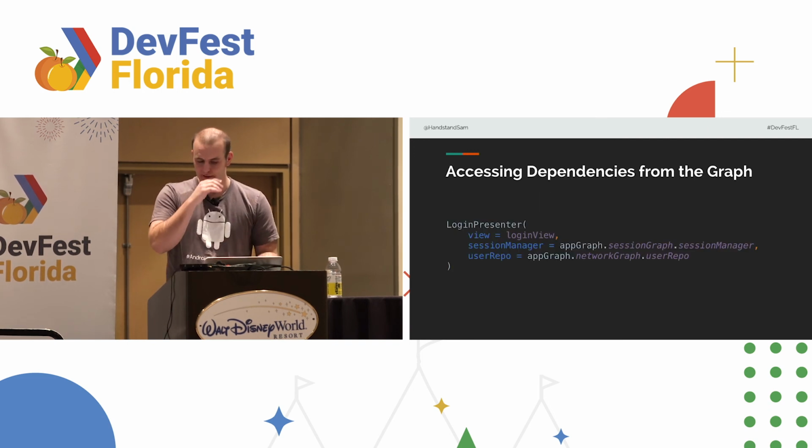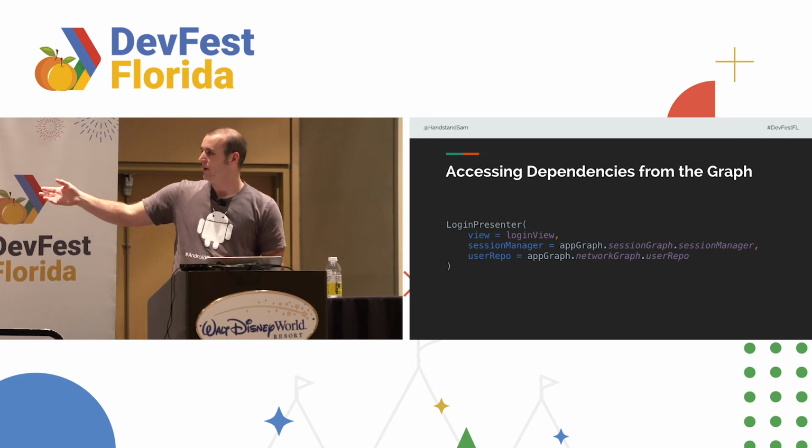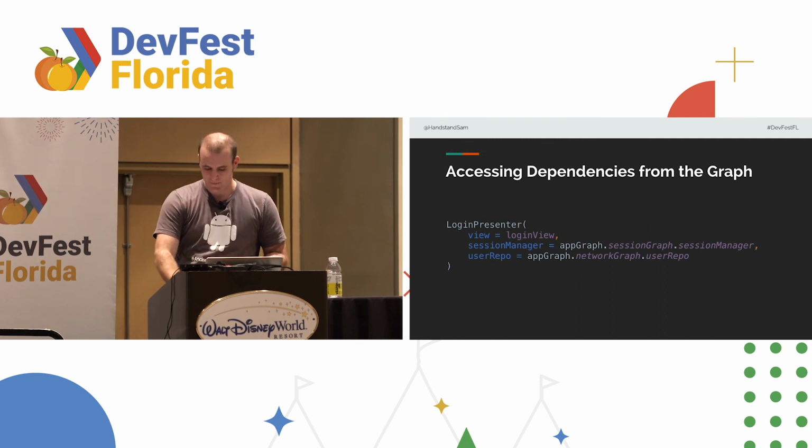Okay, so this is how you're actually accessing the dependencies from the graph. I have the code that shows this too, but for your login presenter, you want to pass in a session manager and a user repository. So you can say appgraph.sessiongraph.getSessionManager essentially, but that's kind of ugly.